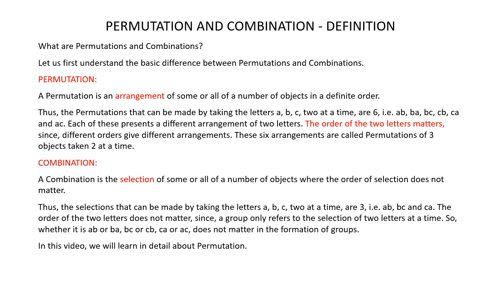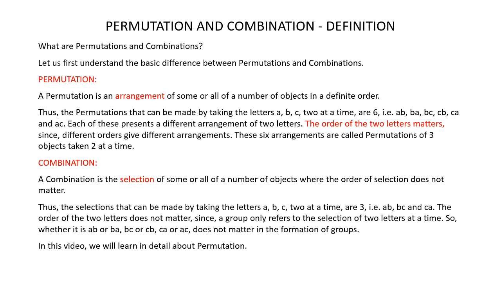things matters. Now let's understand what is combination. A combination is the selection of some or all of a number of objects where the order of selection does not matter. Let's understand this definition with the help of an example. Let's suppose you have three letters A, B, and C. The selections that can be made by taking the letters A, B, and C two at a time are three. That is AB, BC, and CA.